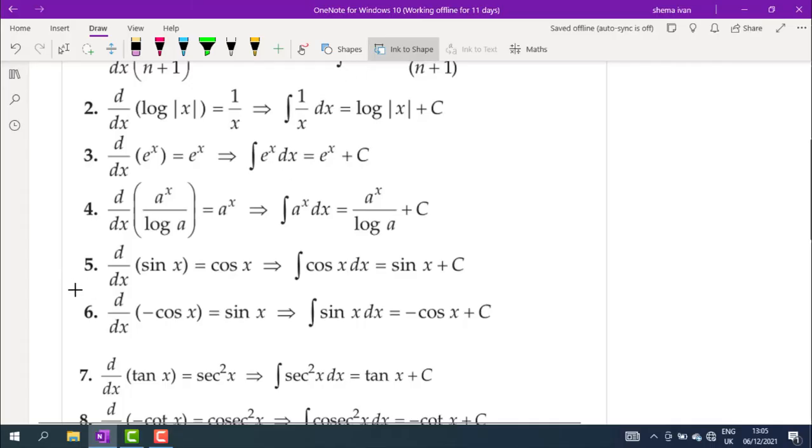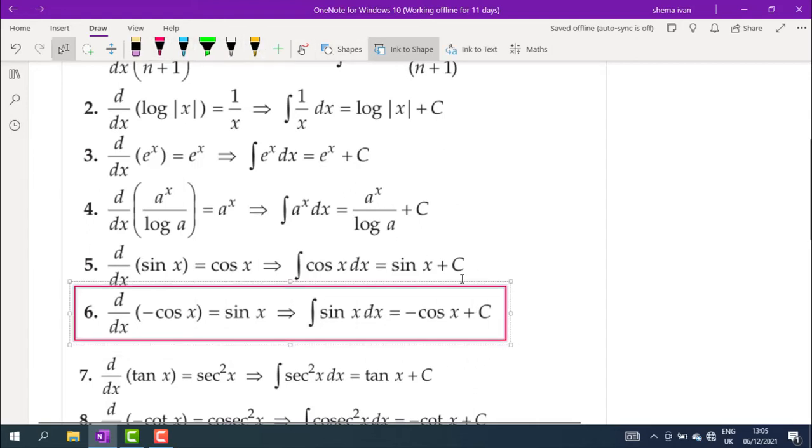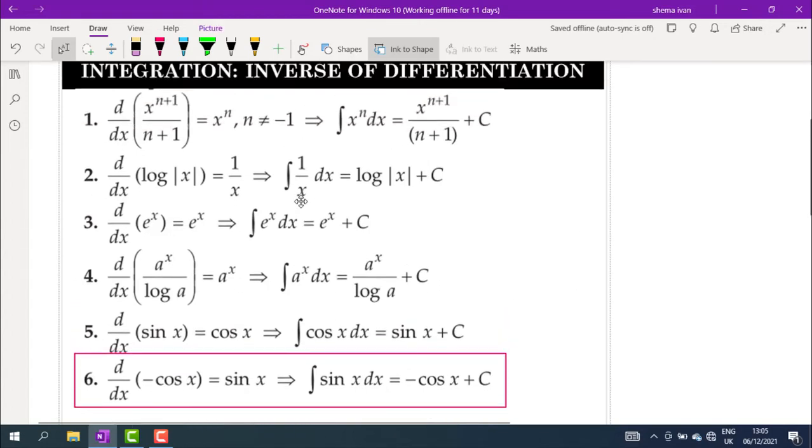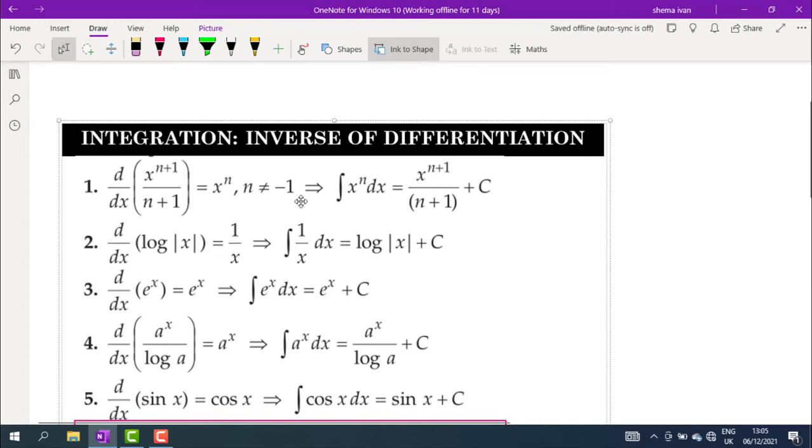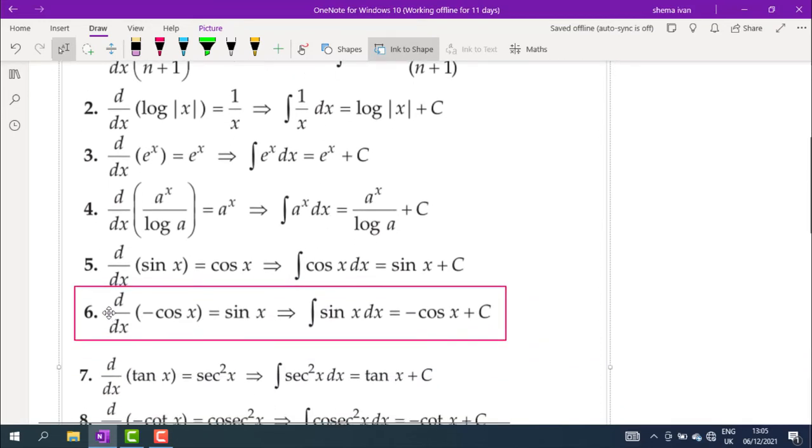Look at here. See, the integration is an inverse process of differentiation. When you differentiate cosine x, you get sine x. Inversely, when you integrate sine x, you get negative cosine x.